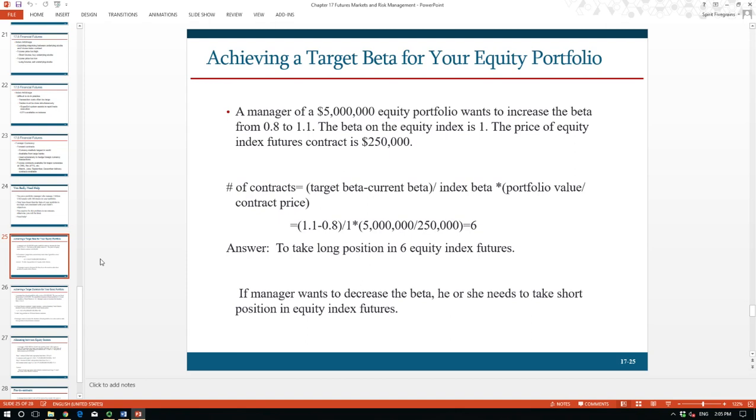Let's say the manager has a $5 million equity portfolio, and he wants to increase beta from 0.8 to 1.1. And here we know that the beta on the equity index futures contract is 1, and the price for an equity futures contract is $250,000. So the key here is you don't have to trade stocks to change the beta of your portfolio. You can add exposure of the futures contract combined with your current portfolio to change its risk-return trade-off.